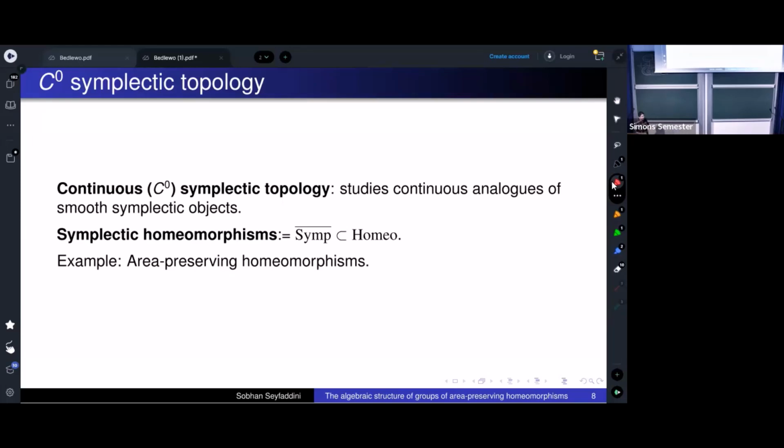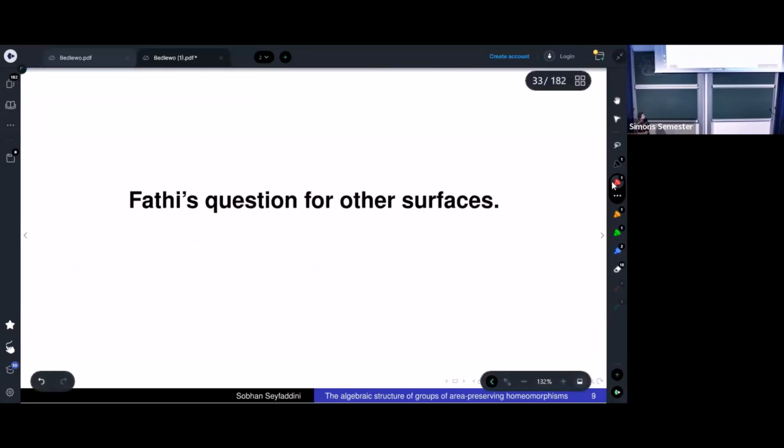Okay, so if no further questions, then I'll go back to Fathi's question. Actually, I stated this question for the disk, whether area preserving homeomorphisms of a disk form a simple group. But in his paper, he stated a question that applies to all surfaces. What I'll do now in this next part of the introduction is state the more general question and then tell you what happens in the more general sense. Any questions?